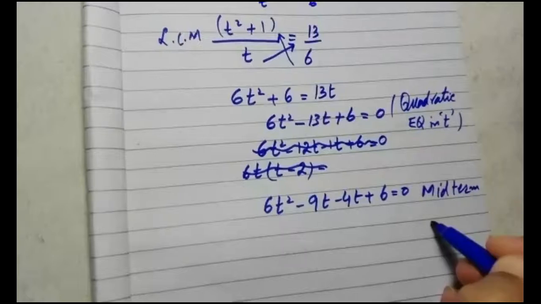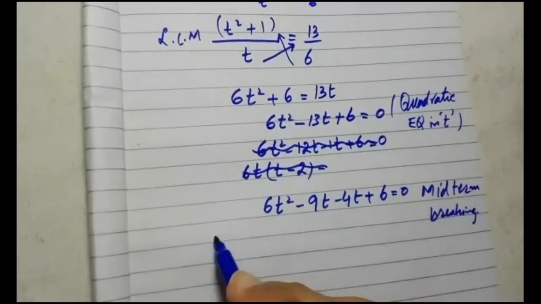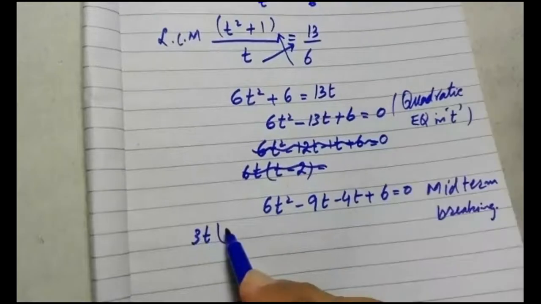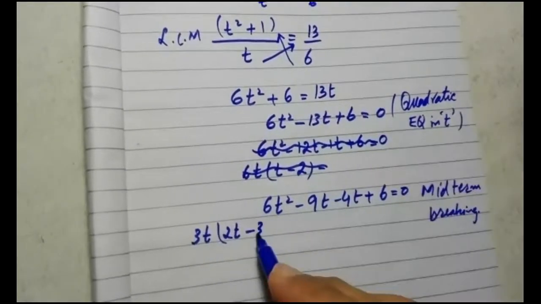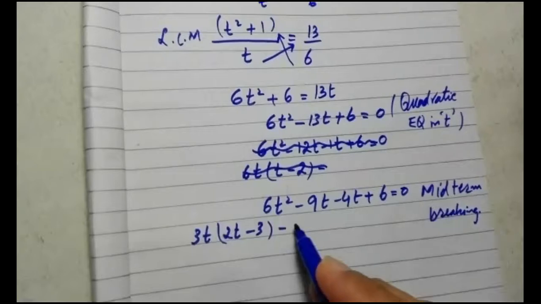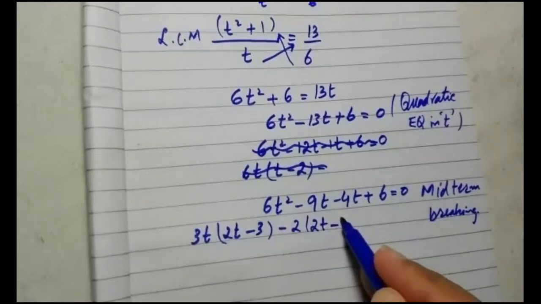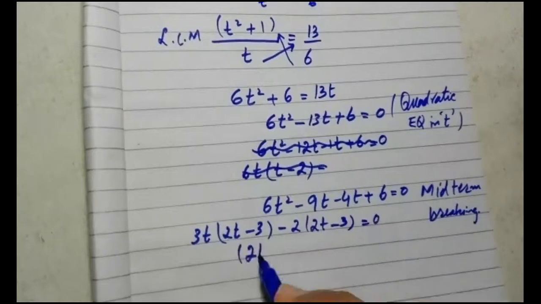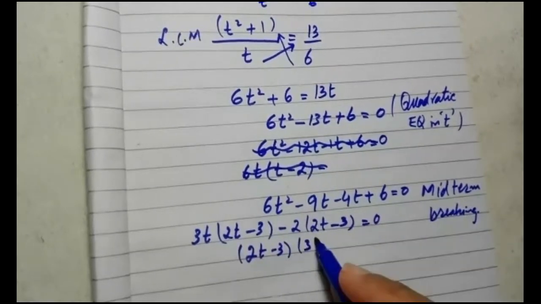By using this midterm breaking, take 3t common. So we will get 2t minus 3. And if you take 2 common, it will become 2t minus 3. So the answer will be 2t minus 3 times 3t minus 2 equals 0.